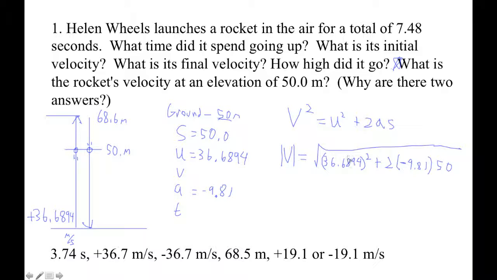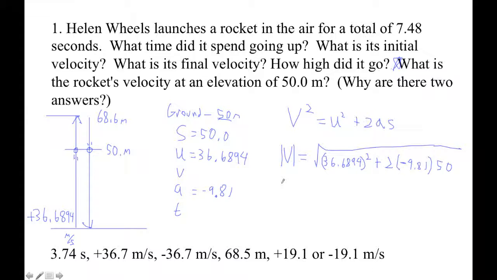All right, so here we go. I'm going to go square root, left parenthesis, 36.6894 squared plus 2 times negative 9.81 times 50. And we're just careful, right? You've got to have that minus sign. You forget the minus sign and you're in the Calvin and Hobbes world where everything accelerates upward.